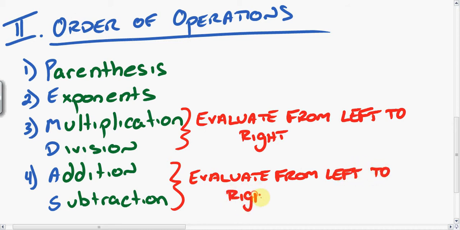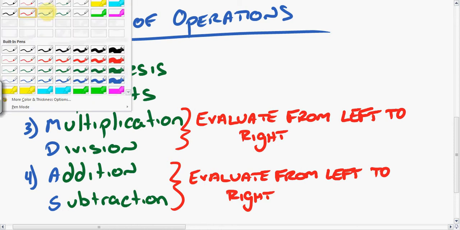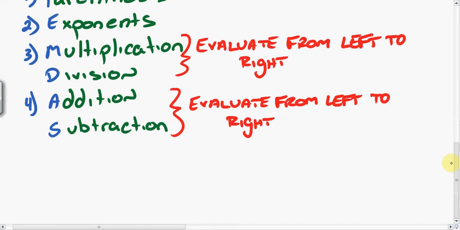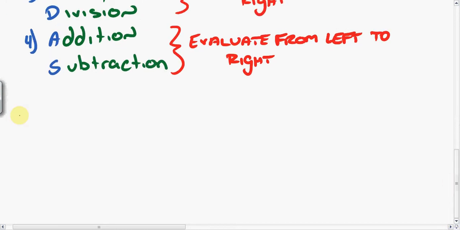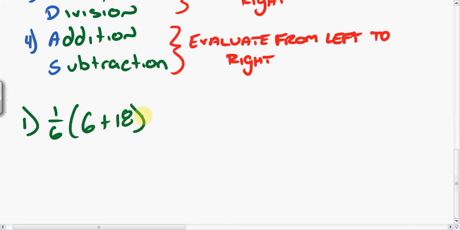So, now that we've got that little review down, let's look at a couple problems. So we'll use green. All right, so the first problem we'll look at is 1/6 times the quantity, 6 plus 18, minus 2 squared. So, looking at this, I see I've got some multiplication here, I've got parentheses, addition inside the parentheses, subtraction, and I also have an exponent.